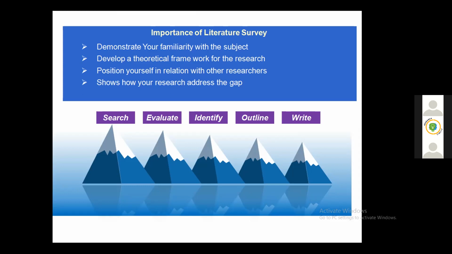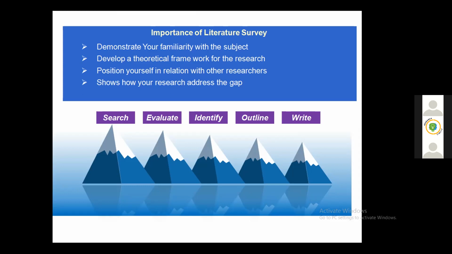Then it shows how your research addressed the gap. Already we know that there are multiple contributions from different people, but there may be some gap in that publication or the research activities that can be clearly highlighted by the literature survey. So at the end of the literature survey, you can say that these are the things that are already done, and something which is missing, that is the area I included in my research activity. So where the research has to be started is obtained by a detailed literature survey.